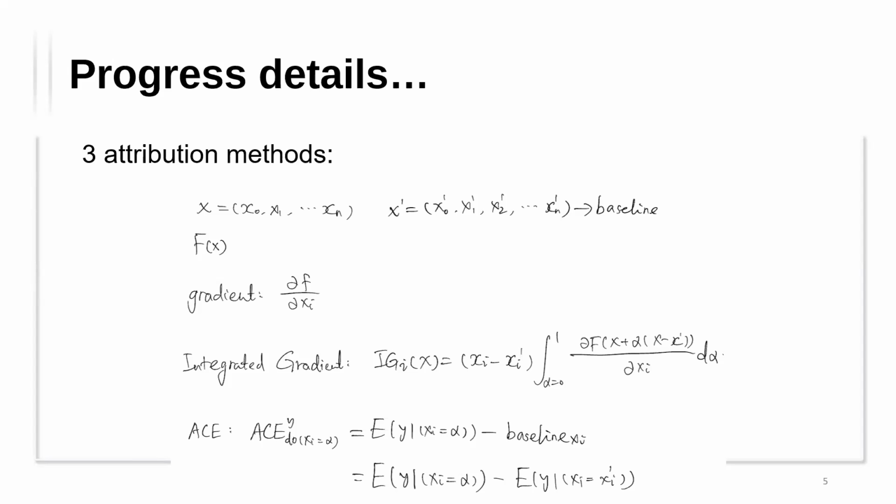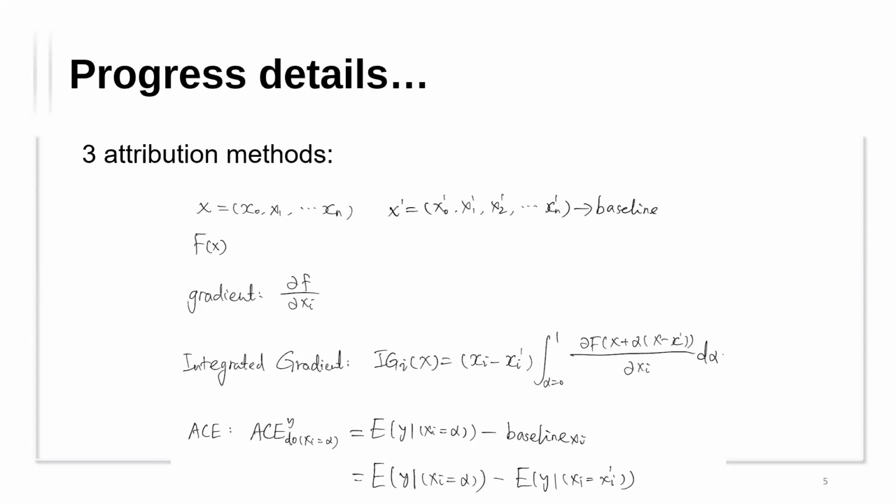For the integrated gradient method, they assume there's a path between x and the baseline x prime. They find each point in the path, compute the gradients at each point in the path, and sum them up as an integrated gradient.